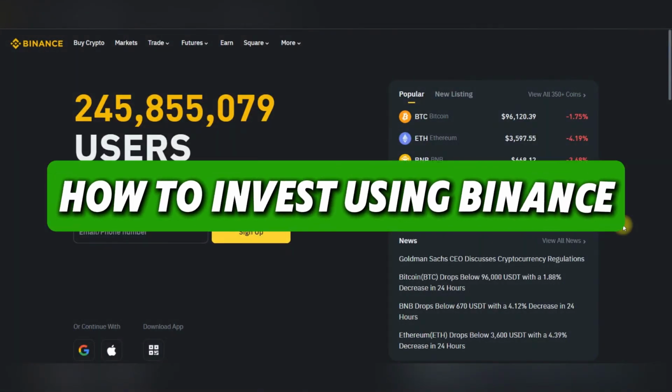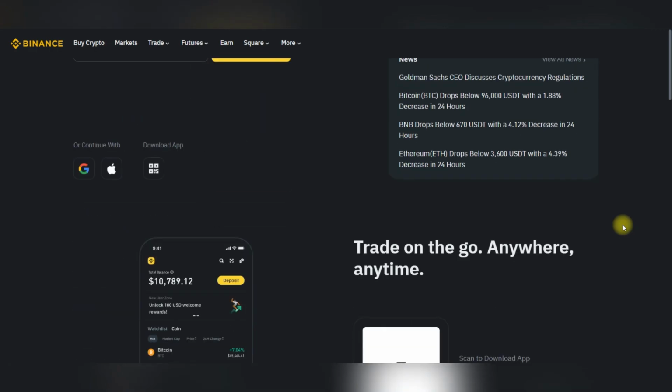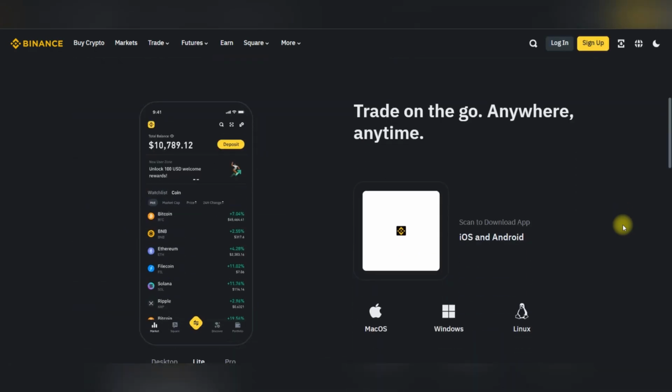Hello guys, today I'll show you how to invest using Binance. Firstly, you need to create and verify your account on Binance.